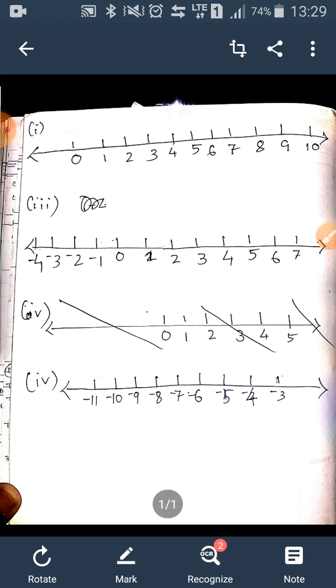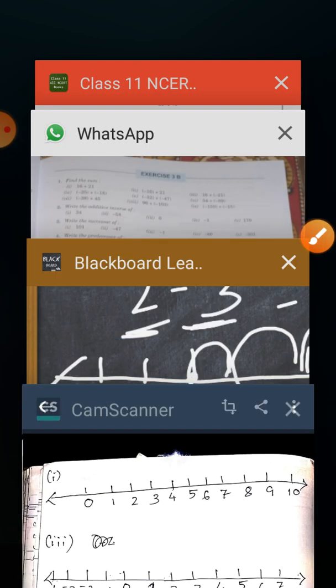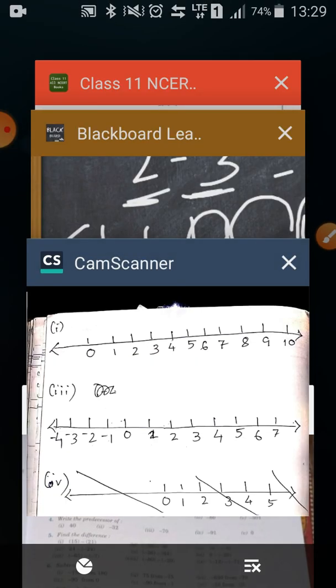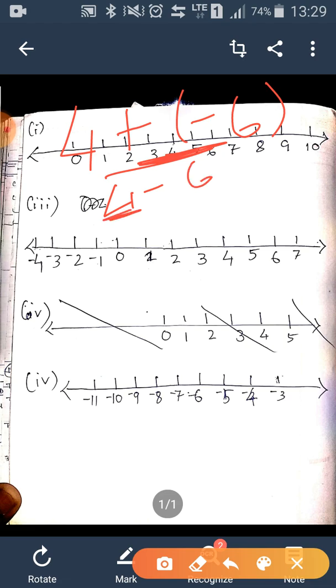One minute. Yes. So this one is the number line. Where am I right now? I am at 4 right now. And it was 4 minus 6. The question says that you need to do 4 plus minus 6. Plus into minus is minus. So I write 4 minus 6. Where am I right now? I am at 4 right now. So let me put a dot on 4.